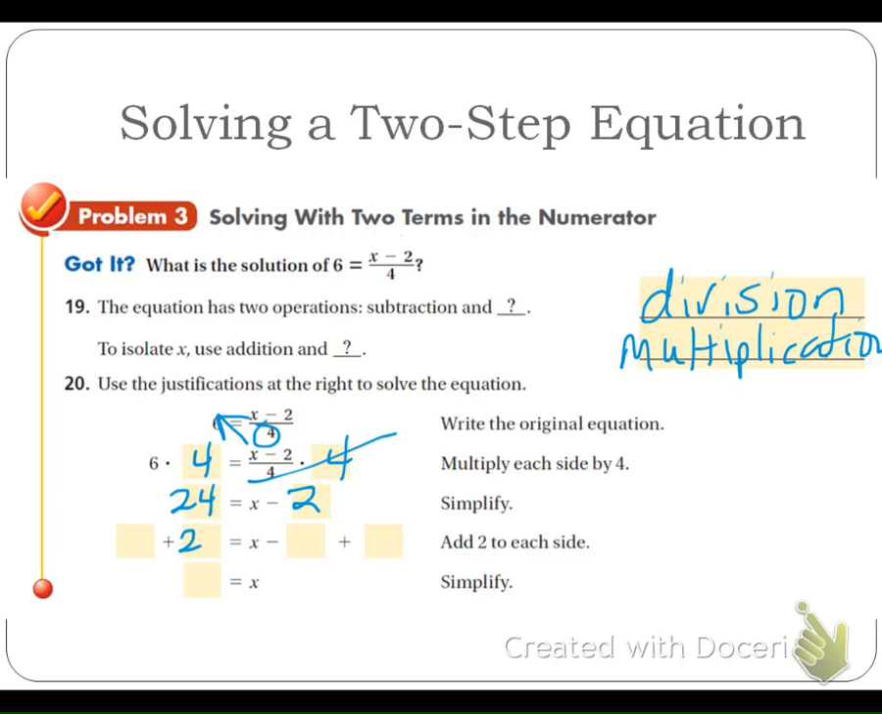So let me just copy down what the problem originally looks like. Then we would need to add 2 to both sides of the equation. And then simplify. Well, the minus 2 plus 2 is a 0 pair, so that cancels out. 2 plus 24 is 26. Now, I don't generally write my problems all horizontally like this. It just so happened to do that in that example.